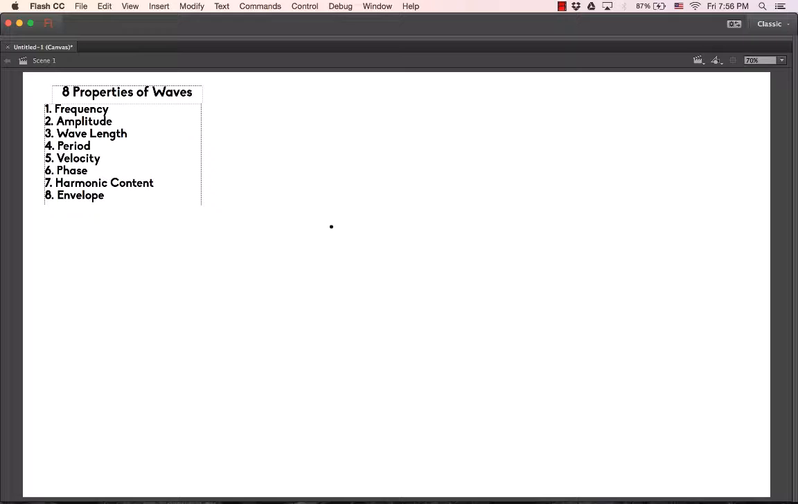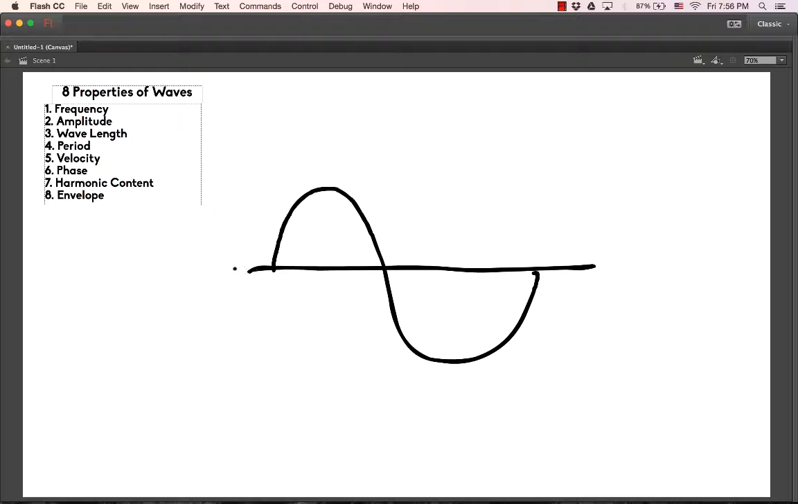Okay, I'm going to try and draw a perfect little sine wave here. Something like that. And there's the, I don't know, 0 dB? I don't know what that is. Anyway, you got the line here.